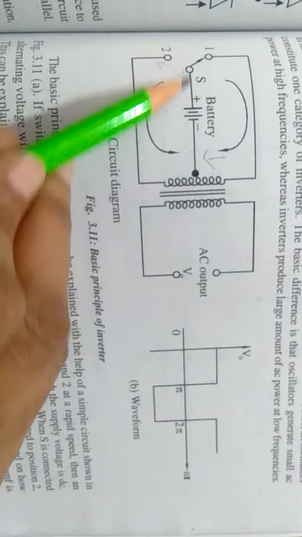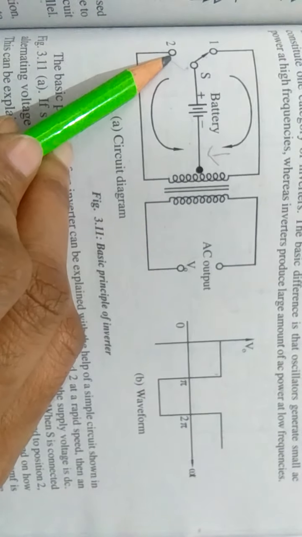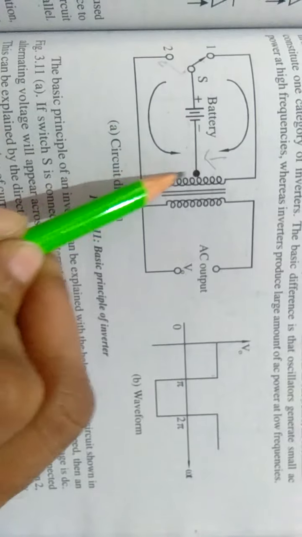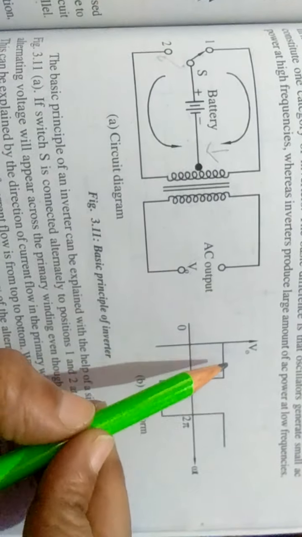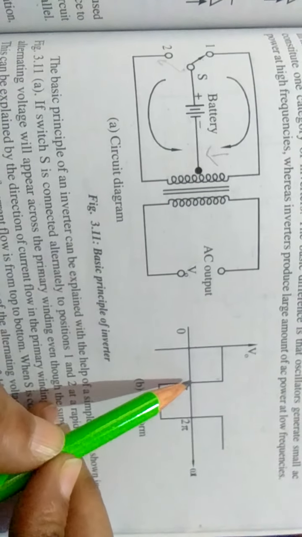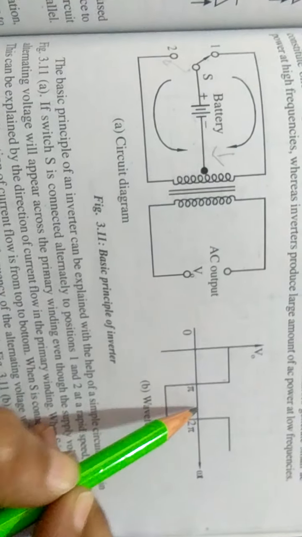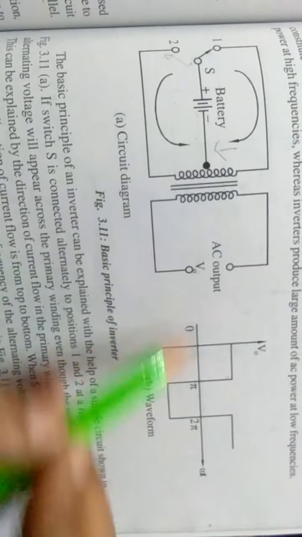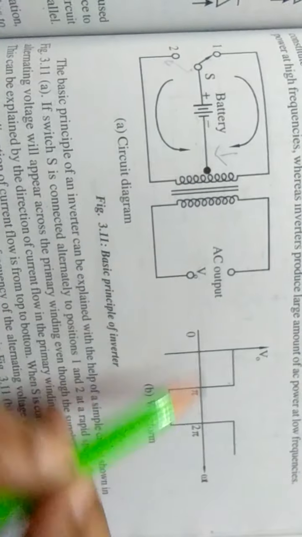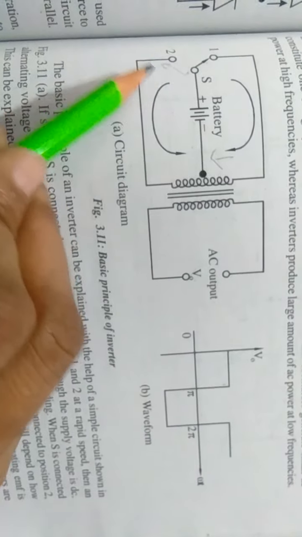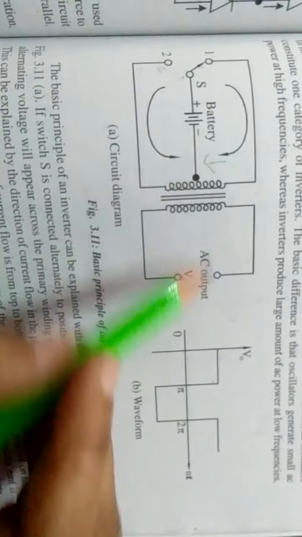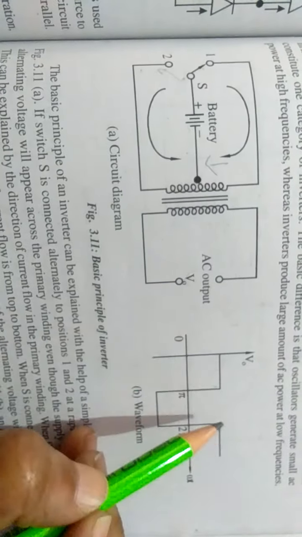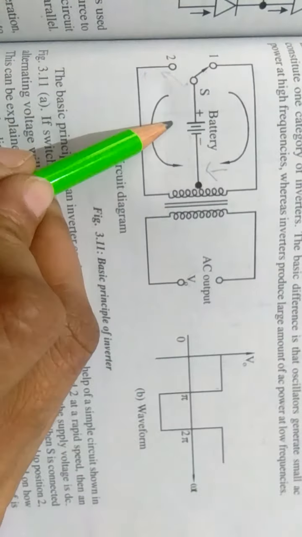Once the switch is turned from position 1 to position 2, the direction of the current reverses. It flows in the opposite direction. So the positive half cycle terminates and the negative half cycle begins. Here the direction of the current is reversed and you get the negative half cycle during the time when the switch is connected to position 2. This is how you get an AC supply from the input DC supply.